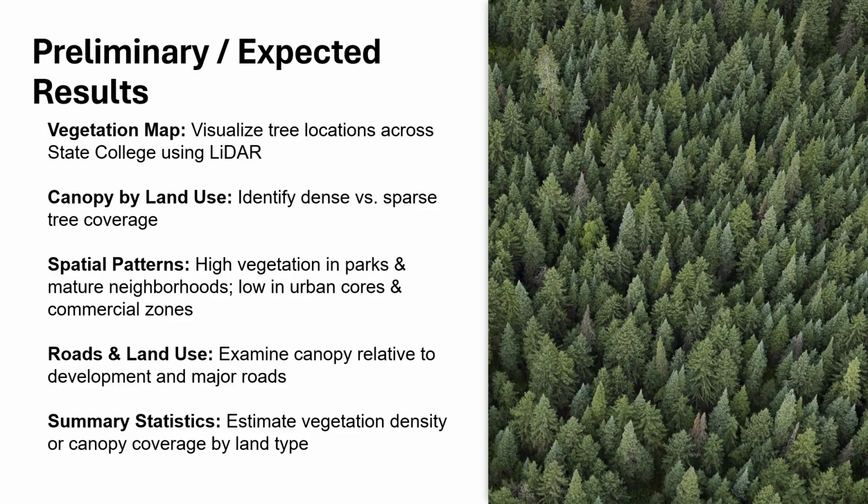By analyzing these classified points, I anticipate being able to identify areas with dense versus sparse tree coverage and examine how canopy presence varies across different land uses. I expect that high vegetation areas will correspond to parks, forested parcels, and mature residential neighborhoods, while lower vegetation will likely be observed in urban cores alongside roadsides and in commercial zones. Integrating road and land use data should allow me to explore how development patterns influence tree distribution throughout the study area. Finally, I plan to calculate summary statistics to estimate vegetation density or relative canopy coverage across urban, suburban, and forested areas, providing a clear picture of the expected spatial patterns of the urban tree canopy in the study area.